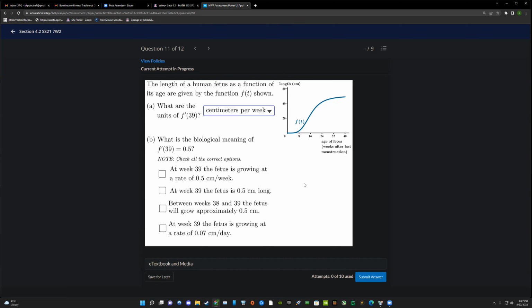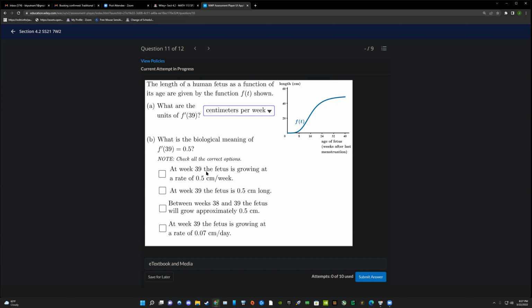Centimeters per week. What's the biological meaning of f prime of 39? Would that be right here, or right here? It's neither. It's the slope of the curve at 39. But they're telling you what it is. They say f prime of 39 equals 0.5. That's given in the problem.